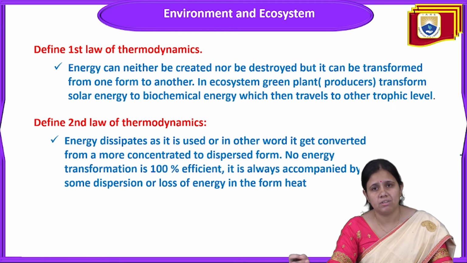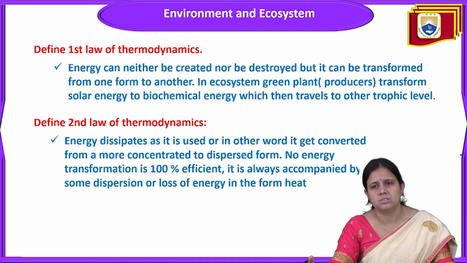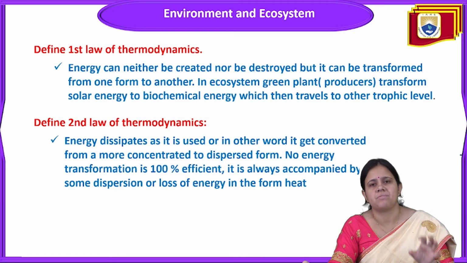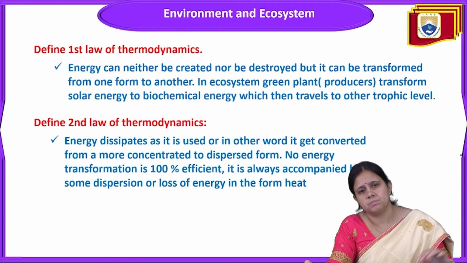The same applies to the second law of thermodynamics, which states that energy dissipates as it is used. In other words, some amount of energy is dispersed when we use that energy. This is about the 10% law. The 10% law of energy loss means some energy is lost, and no transformation of energy is 100% efficient. In the transfer from one trophic level to another, some energy is dispersed, so not all of the energy can be transferred.